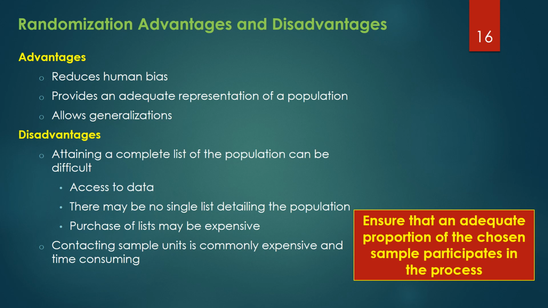This is a major advantage. A simple random sample can only be carried out if an accurate and complete list of the population is available. Attaining a complete list of the population can be difficult for a number of reasons. Even if the list is readily available, it may be challenging to gain access to that list. The list may be protected by privacy policies or require a lengthy process to attain permissions. There may be no single list detailing the population you are interested in.